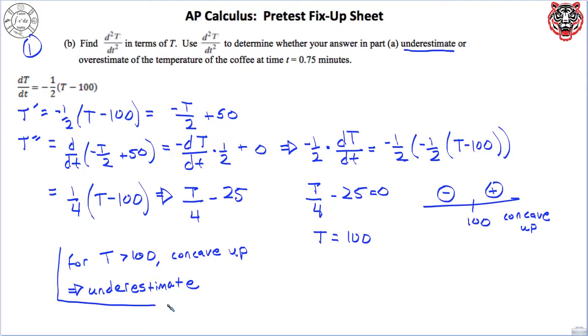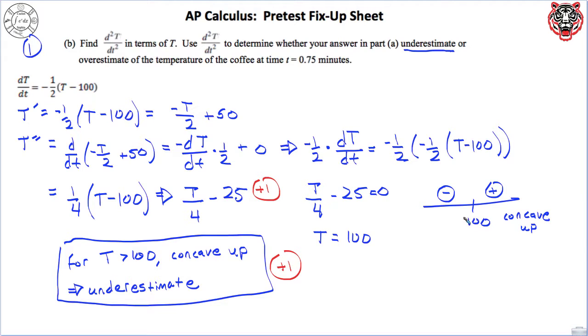All right, so this problem is going to be worth 2 points. There's going to be 1 point if you were able to find the second derivative. So 1 point if you're able to find this guy here. You could have left it unsimplified, but second derivative is 1 point. And another point if you're able to say that because it's concave up for this area for capital T, it's an underestimate. So getting that conclusion right is another point.